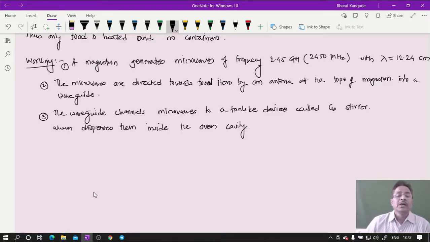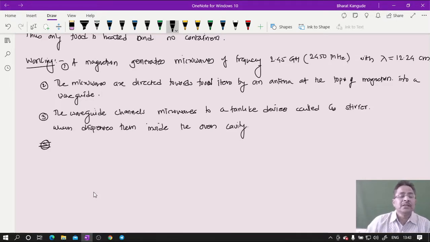Okay. Then number 5, whatever microwaves are dispersed, that means those that are not focused, which are striking the walls of that particular oven, also get reflected. So we won't write all these things here. Okay, I think it is not needed to write this 5th point. Only 3 points are sufficient.